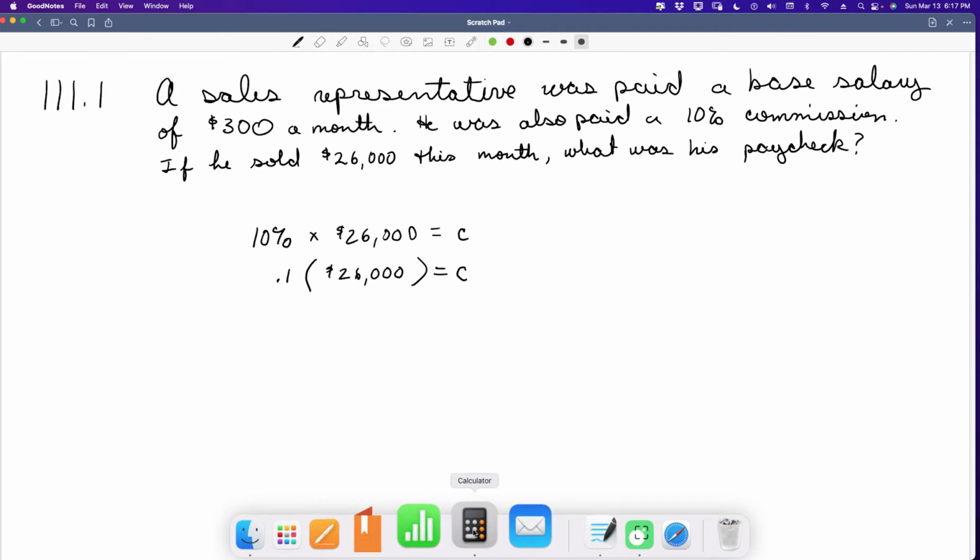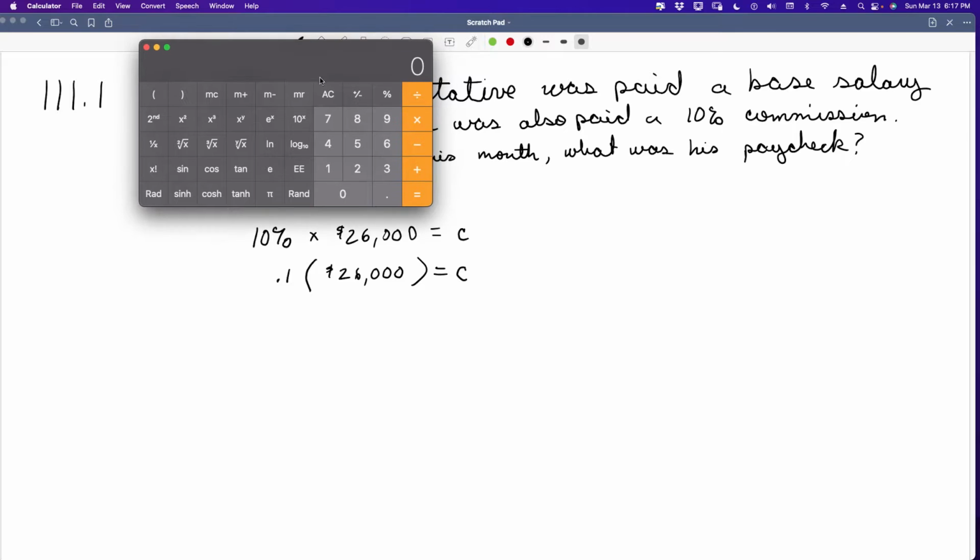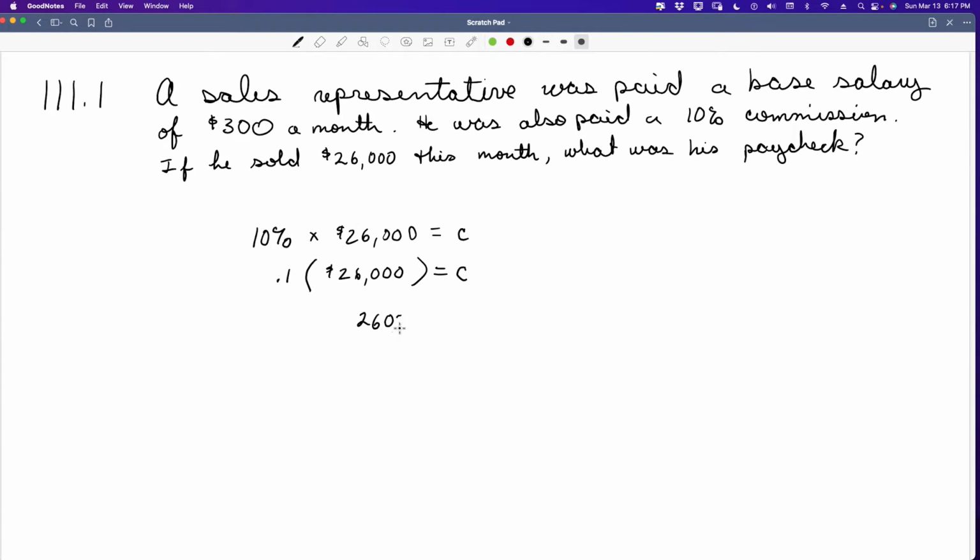Let's pull up our calculator. So 0.1 times 26,000 is $2,600. That's his commission. So what we do to find out his paycheck is we take his base pay, $300, and we add that to his commission, which was $2,600, and we find that his total pay for that month was $2,900. That is not too shabby. That's a pretty good paycheck for the month.